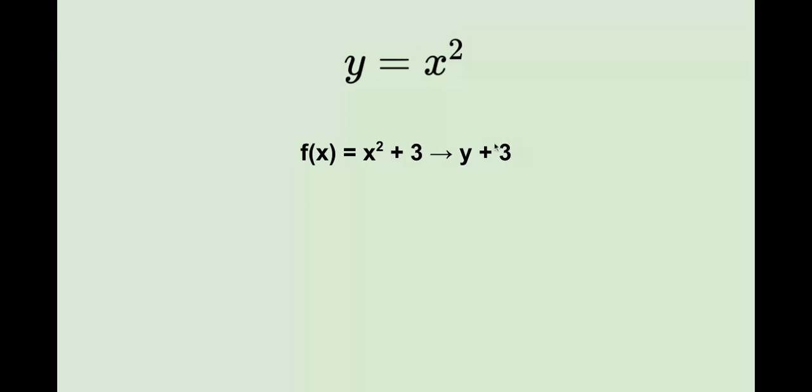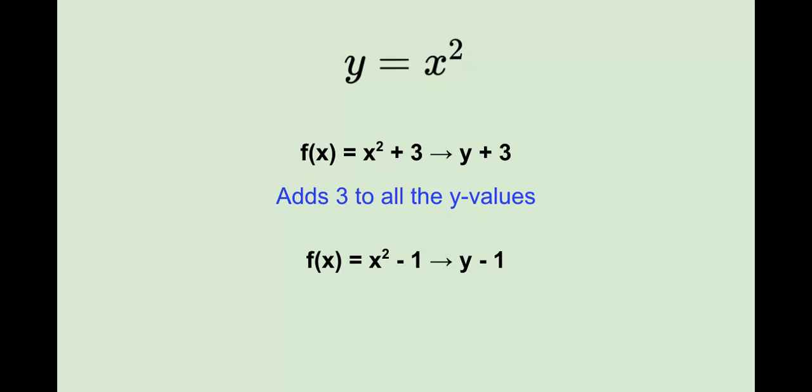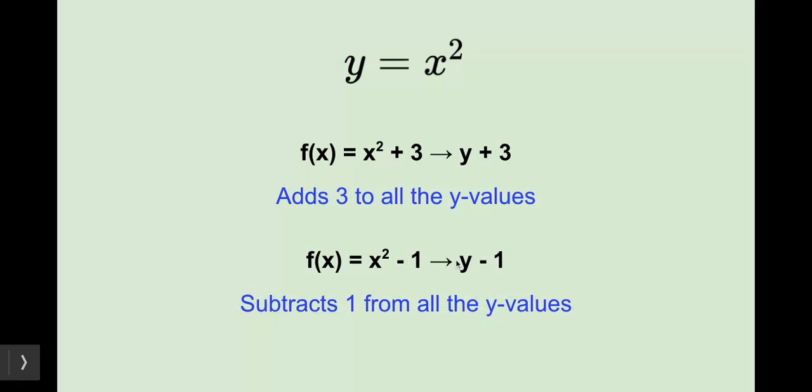So what's going to happen? You're going to add 3 to all the y values. Well, what if I had something like x squared minus 1? In my language, I say that the minus 1 is on the outside of this parent function. Since x squared is y, it's really y minus 1. So this, in effect, will subtract 1 from all the y values. Okay, so that's the transformation.